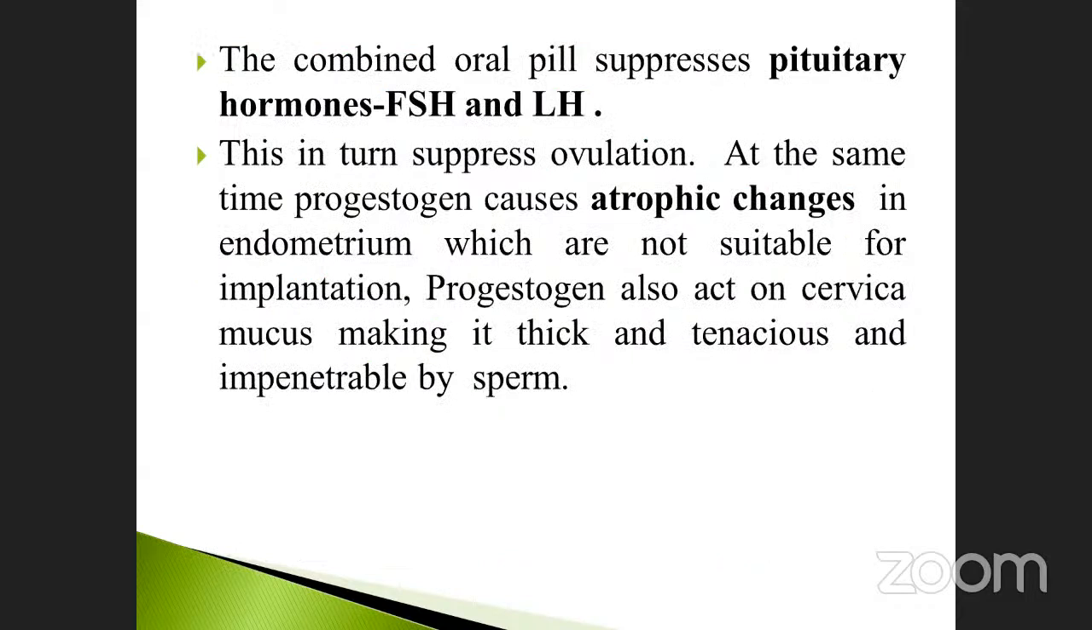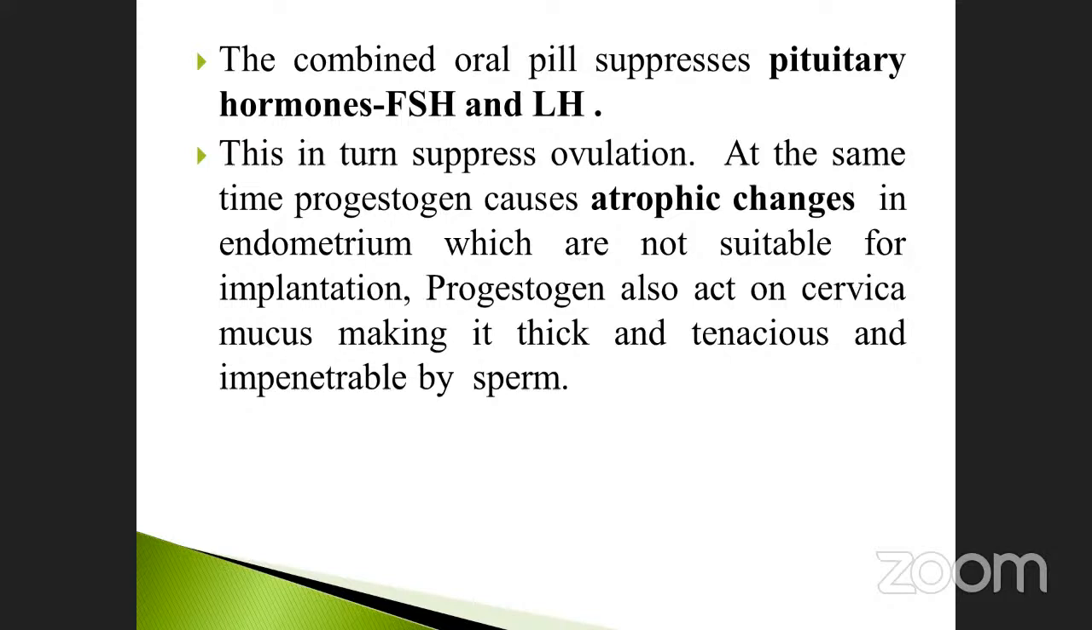Combined oral pills suppress the pituitary hormones FSH and LH. This is also another one. Sometimes they may ask the question in NEET. This in turn suppresses ovulation. At the same time, progesterone causes atrophic changes in the endometrium, which are not suitable for implantation. Progesterone also acts on the cervical mucus, making it thick, tenacious and impermeable to sperm. When you are taking the combined oral pills, it suppresses the pituitary hormones FSH and LH.